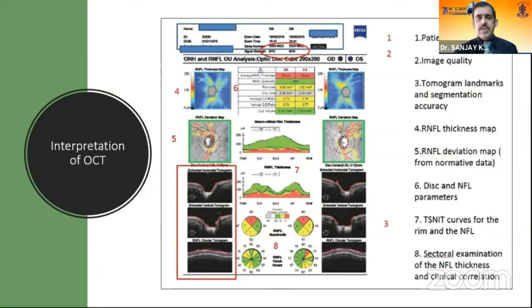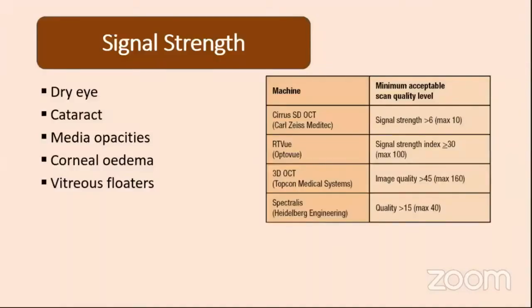Secondly, we must check the image quality by the signal strength, and each machine has its own acceptable criteria which must be adhered to. Thirdly, we must check the tomograms. There are 2 tomograms of the disc, one in the horizontal meridian and one in the vertical meridian. Over here, we should check for the Bruch's membrane opening, which gives us the disc demarcation. The third tomogram is of the RNFL. Over here, we must check the segmentation, whether it has been done properly or not.